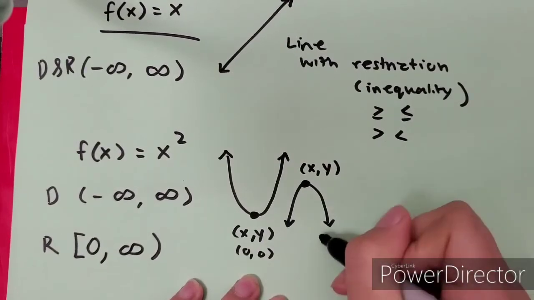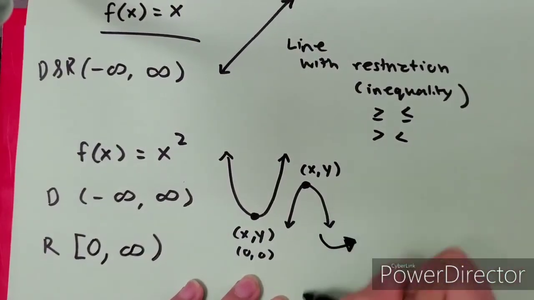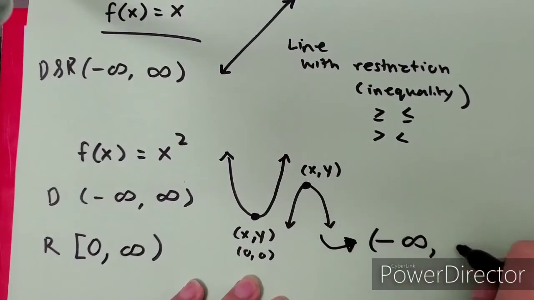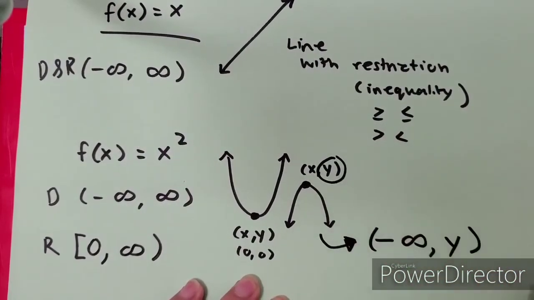So if it was one like this, since it's heading to infinity, it will stop at whatever the value of y is.